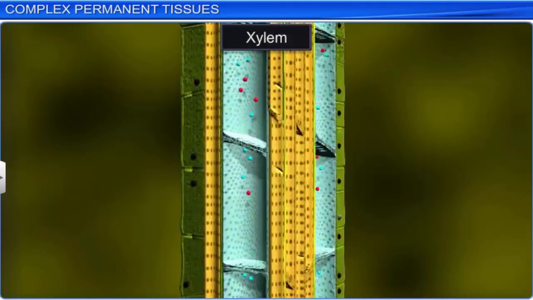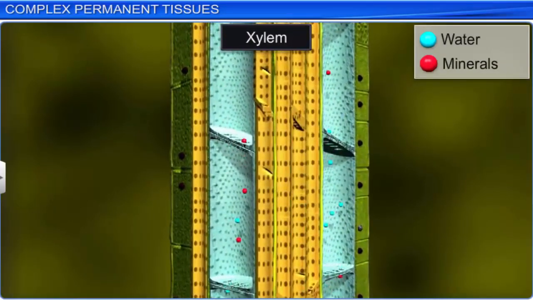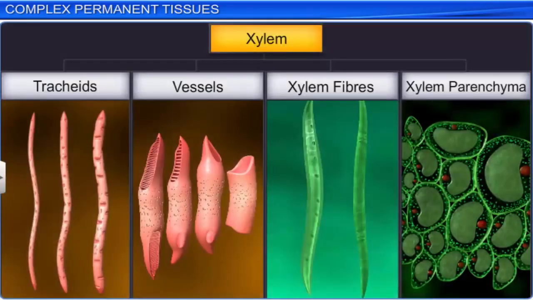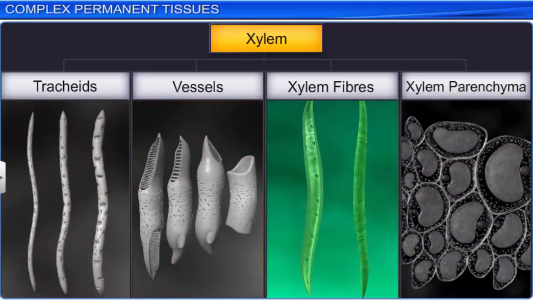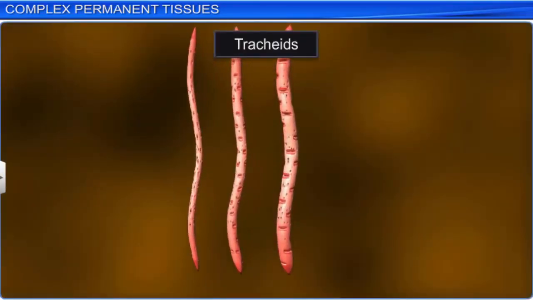Xylem performs the function of conduction of water and minerals from the roots to the stem and leaves. It also provides mechanical strength to the plant. Xylem consists of 4 different types of cells: tracheids, vessels, xylem fibers, and xylem parenchyma. Tracheids are elongated, angular, lignified cells with tapering ends.